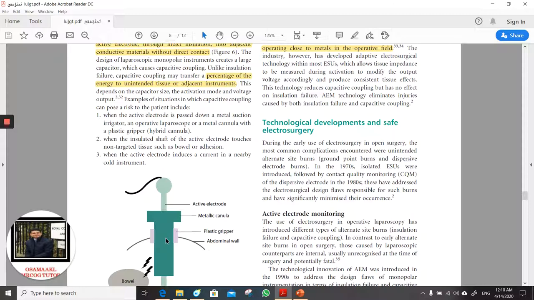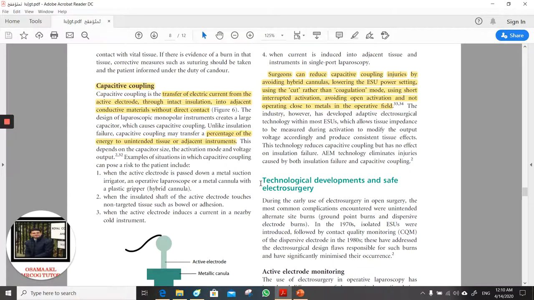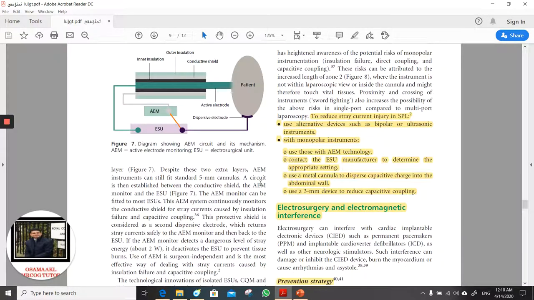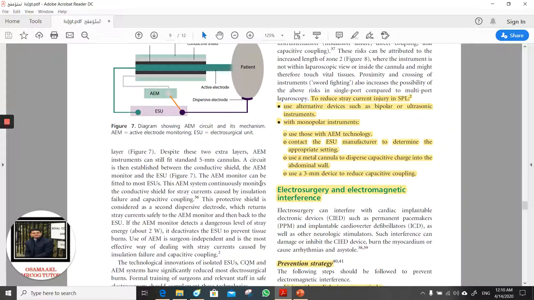Because this happens even if it's insulated very well. Okay. The next point: how to decrease complications upon other electric machines.